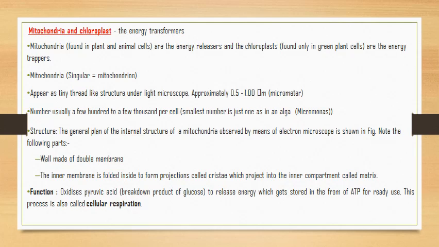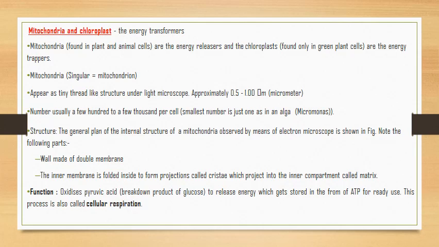Structure: the general plan of the internal structure of a mitochondrion, observed by means of an electron microscope, is shown in the figure. Note the following parts: the wall is made of a double membrane. The inner membrane is folded inside to form projections called cristae, which project into the inner compartment called the matrix.